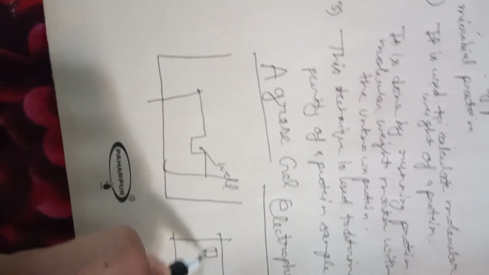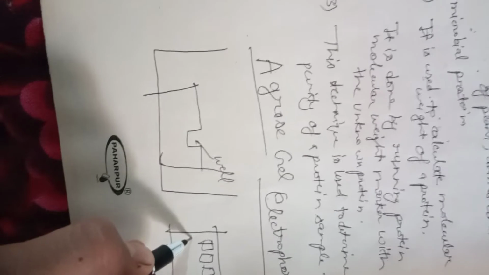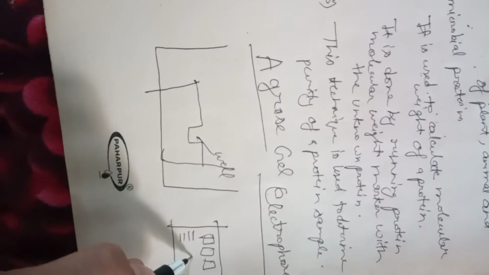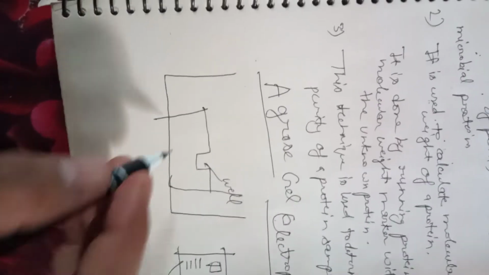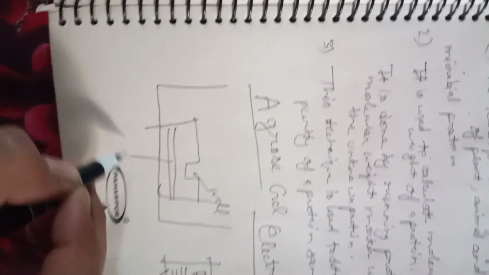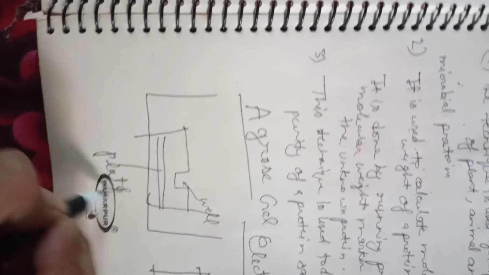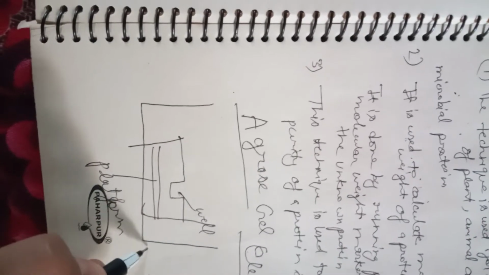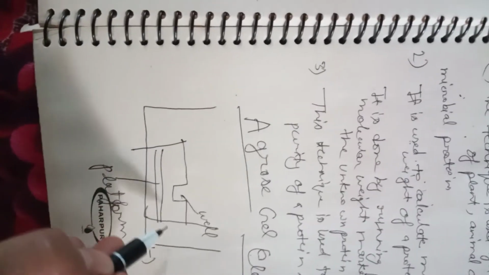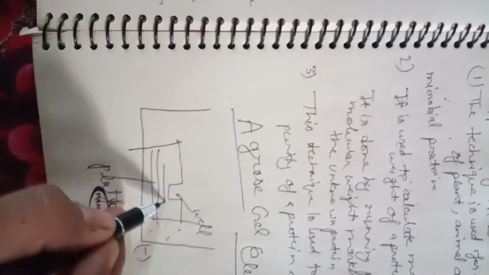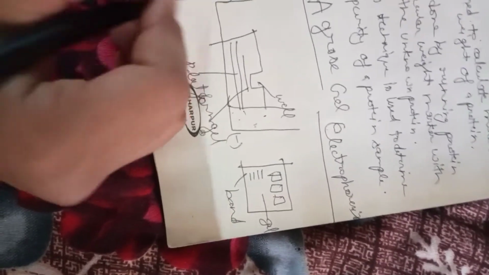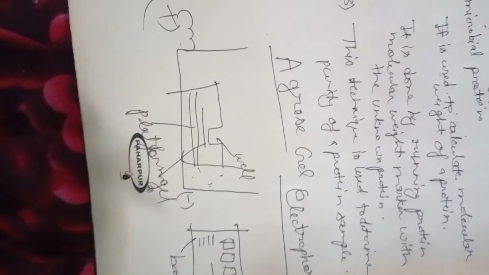This is the well, and here the bands represent the DNA in agarose gel electrophoresis. There is a band where the gel is present. This is the platform pattern of the agarose gel, and this is the anode. Here the gel is present, with the cathode and anode charges.